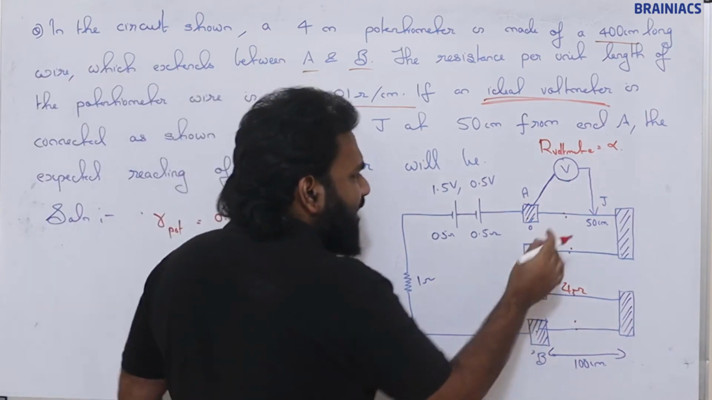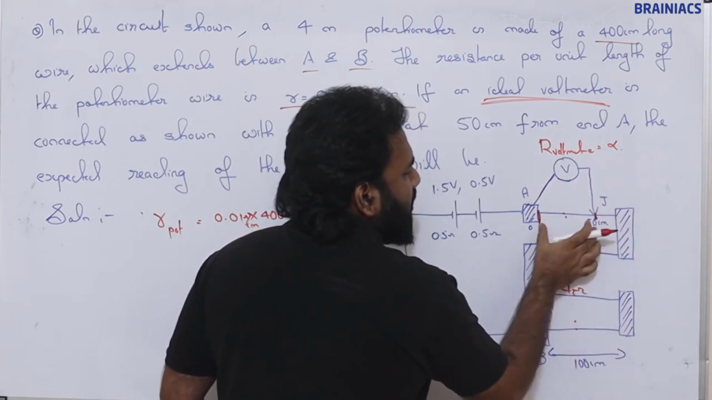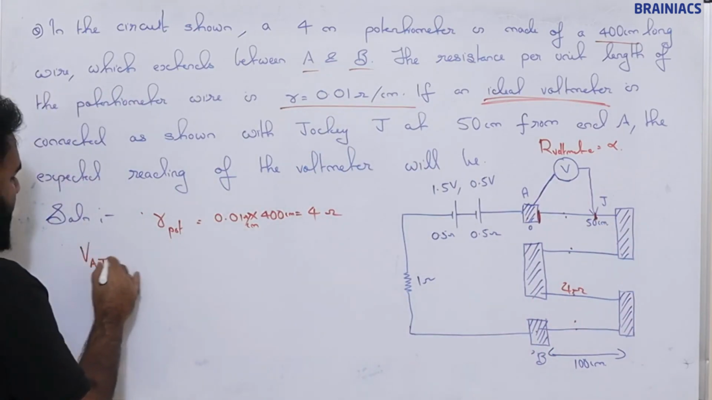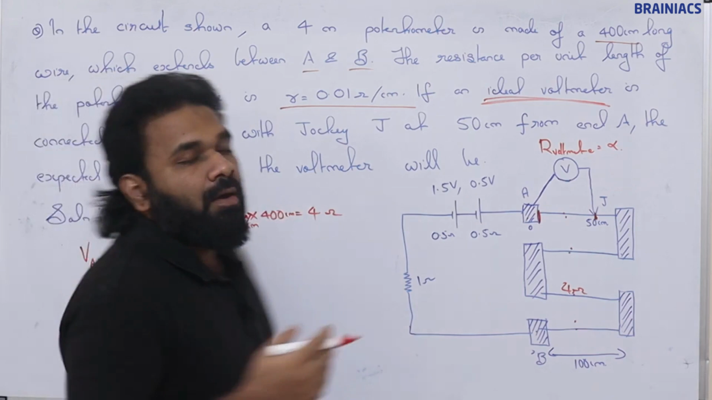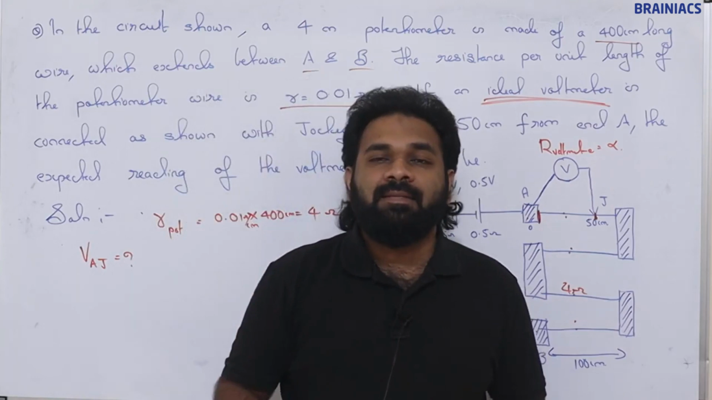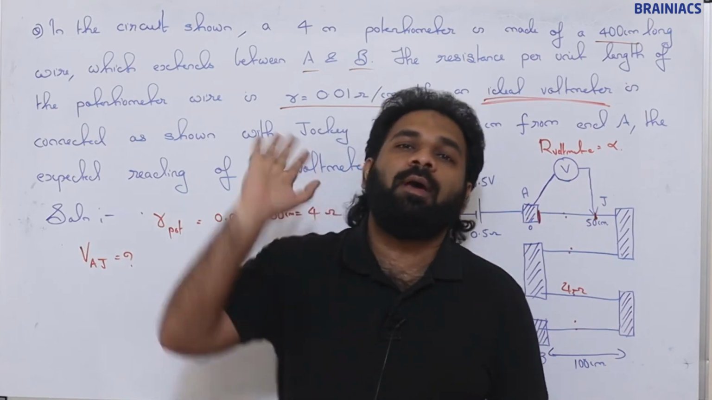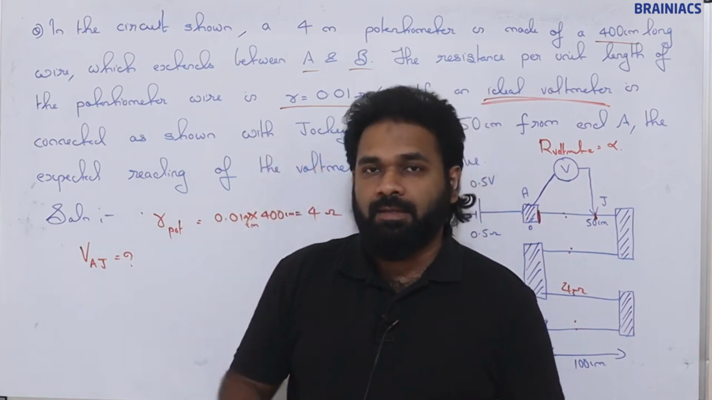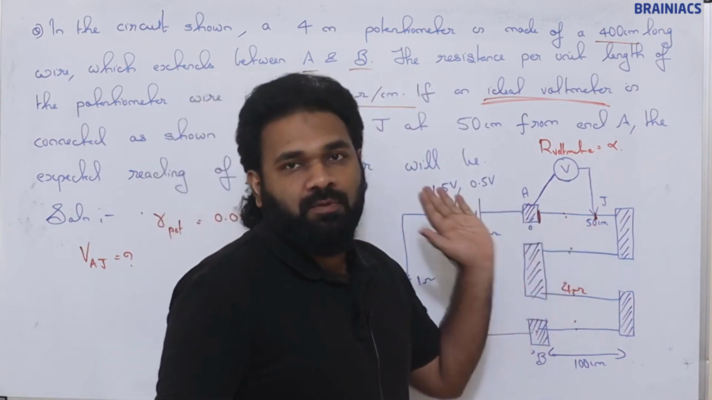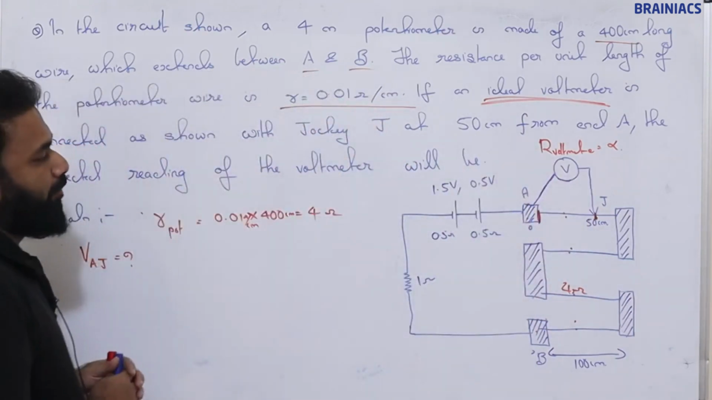So indirectly they are asking what is the potential between these 2 points. That is, they are asking VAJ is equal to what? That is, what is the reading of the potentiometer. Now here galvanometer, balancing length, all these things don't matter. The voltmeter is ideal, so no current is going to pass through the voltmeter at any cost. Simply the question is what is the potential between these 2 points. That is what they are asking by putting the reading of the voltmeter.